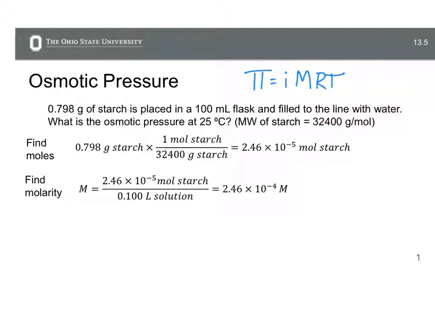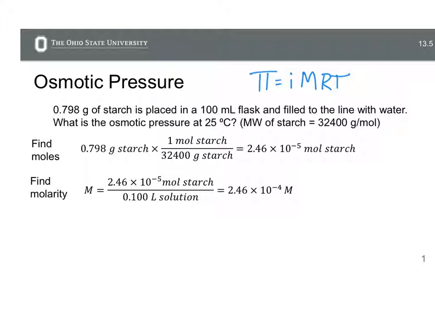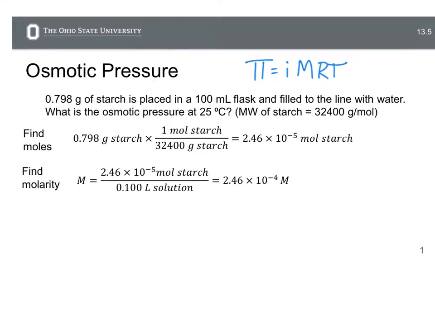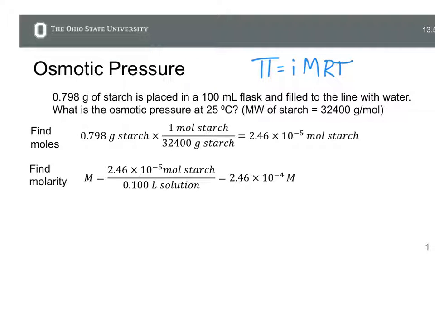All right, so I want to work out one problem with osmotic pressure. We're going to find the osmotic pressure at 25 degrees Celsius in a solution that contains starch and water. And we're given the molecular weight of starch. It's quite large, 32,400 grams per mole. That's not a typo. Starch is a really huge thing.